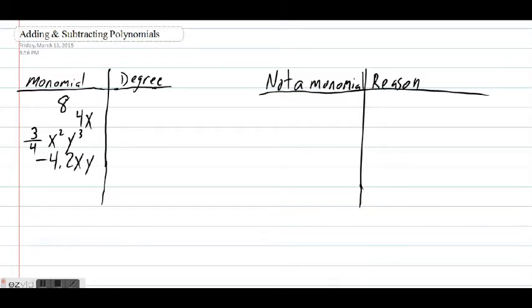I'm just going to start writing the answer, and let's see if you can come up with why. So for 8, the degree is 0. For 4x, the degree is 1. For 3/4 x squared y to the third, the degree is 5. For this one, the degree is 2. Now, this one right here, the 3/4 x squared y to the third might have been a giveaway.